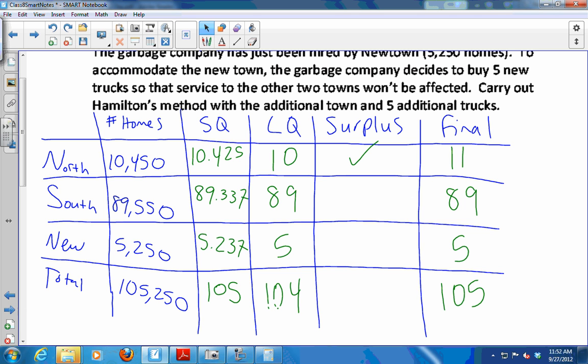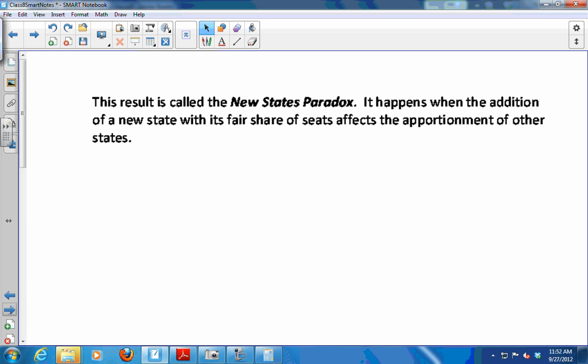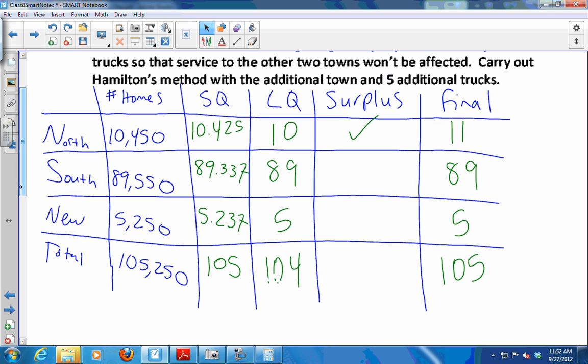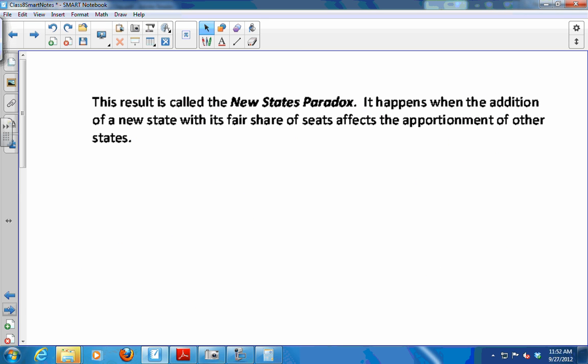So this is called the new states paradox. In this case, we added a new town, as opposed to a new state, but it's called the new states paradox. It happens when the addition of a new state with its fair share of seats affects the apportionment of other states. Here, we added a new town, we gave them their fair share of trucks, and yet we messed with the apportionment of the other 2 towns when it should have really just stayed the same.